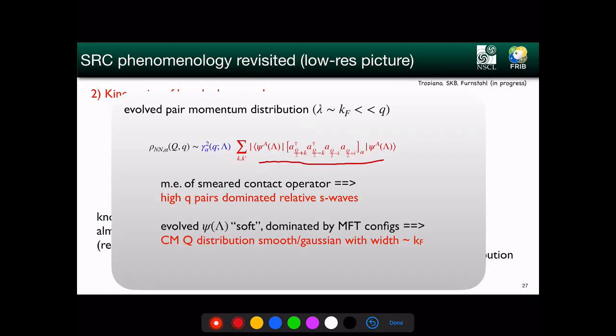And therefore, we immediately see that for high relative momentum pairs, they have to be dominated by relative S-wave states, because that's the leading term in the OPE. Moreover, we see that since these wave functions down here at the end are soft RG evolved wave functions, they're dominated by mean field theory configurations, with very weak high momentum contributions. So what that means is that the center of mass Q distribution necessarily is given by mean field physics, and it's going to be smooth and probably Gaussian with a width that's set by the Fermi momentum.